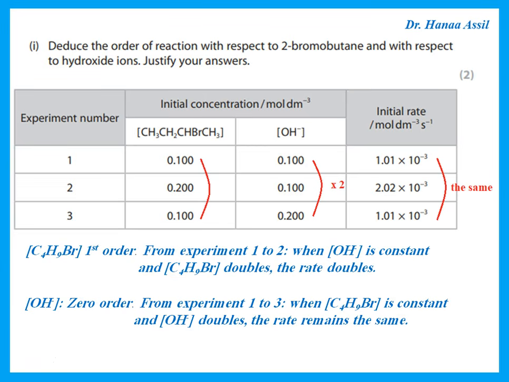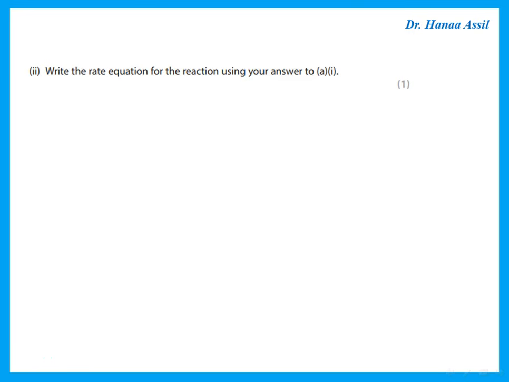experiment 1 and 3, the 2-bromobutane concentration is constant. When the OH minus doubles, the rate remains the same. This is how we explain. You need to explain, justify your answers. So from that, he's saying write the rate equation. Of course, the rate would be just with respect to the bromobutane. So rate is K times concentration of the bromobutane.